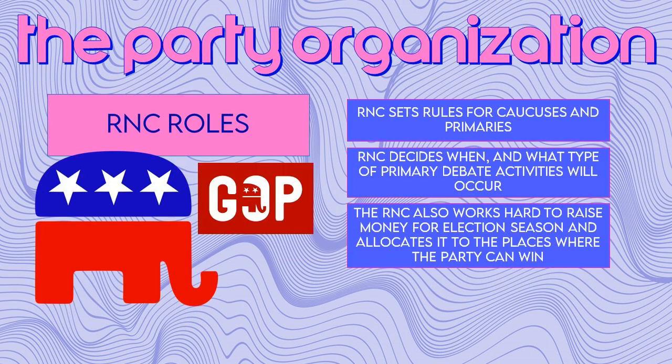The RNC does the same stuff. They set up the rules for caucuses and primaries. We'll talk about this when we get into campaigns, but they have different rules than the Democrats do. They give away their delegates differently. And so they make the rules for this kind of stuff. They decide the same stuff about debates, how many debates will occur and all that. People ran against President Trump in 2020 for the nomination, but they chose not to have debates for him to go against other Republicans. So they can make those choices.